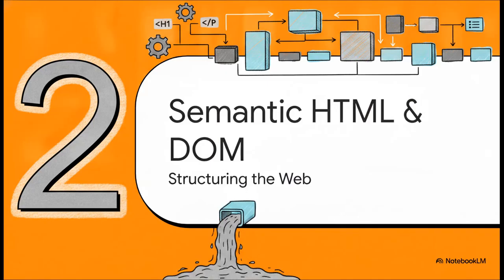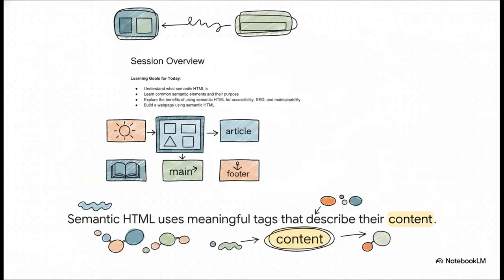Moving into Section 2, Semantic HTML and the DOM. Now, to organize that HTML structure and actually make it mean something, we use what's called semantic HTML. Basically, this means using tags that clearly describe the content inside them. So instead of just throwing everything into generic div or span tags, semantic HTML uses specific tags like header, article, main, and footer. It tells both the developers looking at the code and the browsers reading it exactly what that piece of the page is supposed to do.